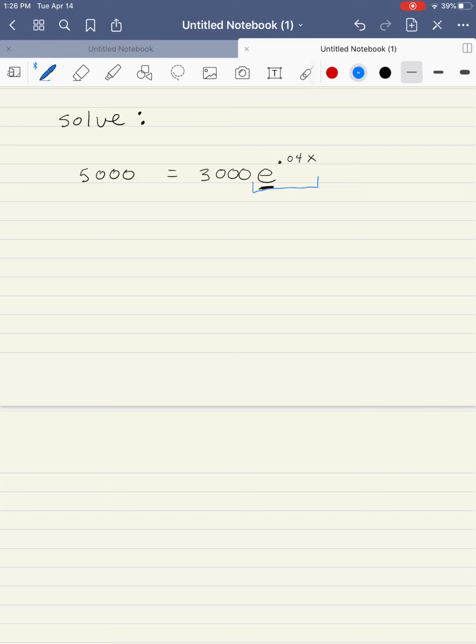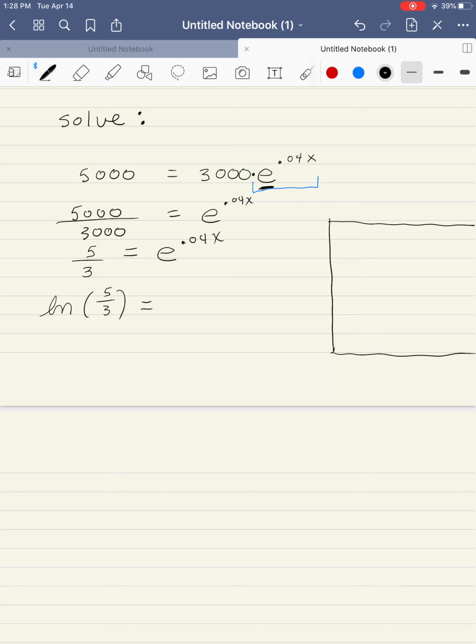If you get a decimal approximation, keep lots of decimal places so you do not have rounding error on these, or just leave it as a fraction. So we have e to the 0.04x. And now we're to the step where we can take the natural logarithm on both sides. So we have the natural logarithm of 5/3 equals, and we're going to see something that happens here on the right-hand side.